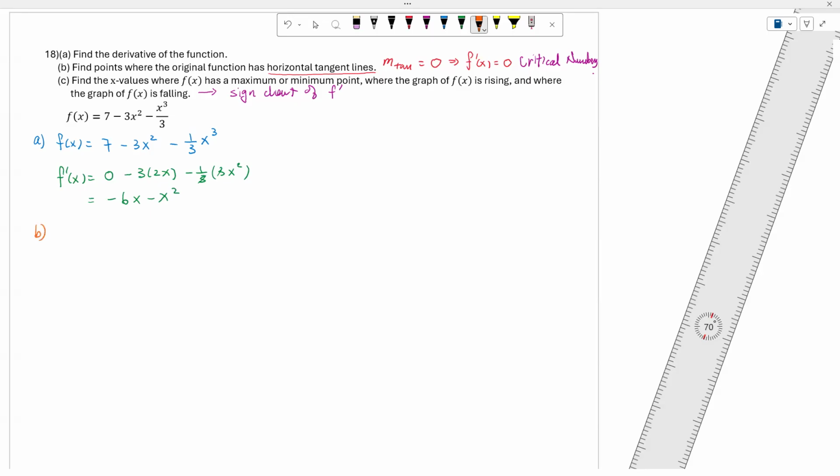So in this case, I will set f prime of x equal to 0. Then I will have negative 6x minus x squared equal to 0. Of course, in this case, we have a common factor x, so I could take out the negative x. Then I have negative x times (6 plus x) equal to 0. So then x equals 0, or 6 plus x equals 0, where x equals -6. Okay.